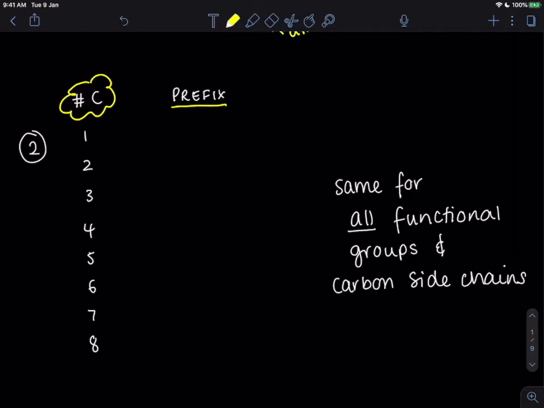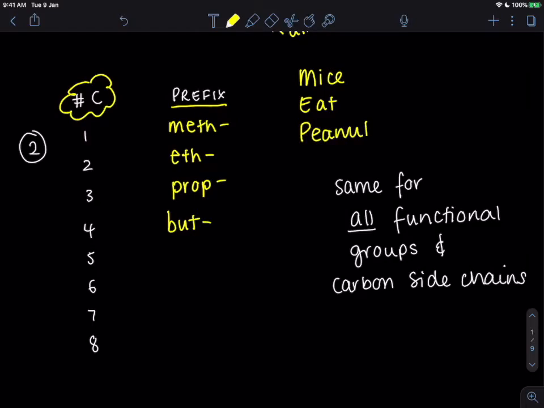The prefix for if there is only 1 carbon is meth, M-E-T-H. For 2, it is eth. For 3, it is prop. For 4, it is but. These top 4 are the harder ones to remember because they're not really words that you know so well. One of the ways that I learned them was: mice eat peanut butter, which is meth, eth, prop, but.